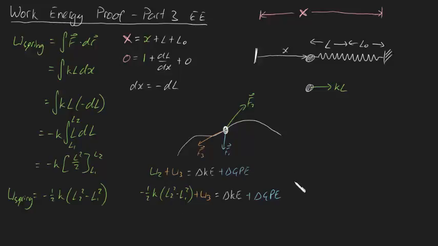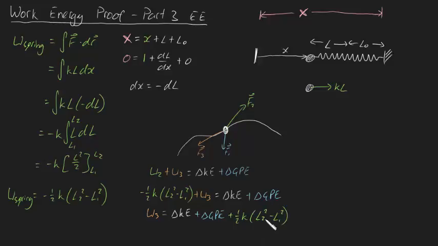And of course, we can bring this to the right-hand side, and what we're left with is W3. W3 is going to be equal to our change in kinetic energy plus our change in gravitational potential energy plus a half k, L2 squared minus L1 squared. Okay, now we're almost done.